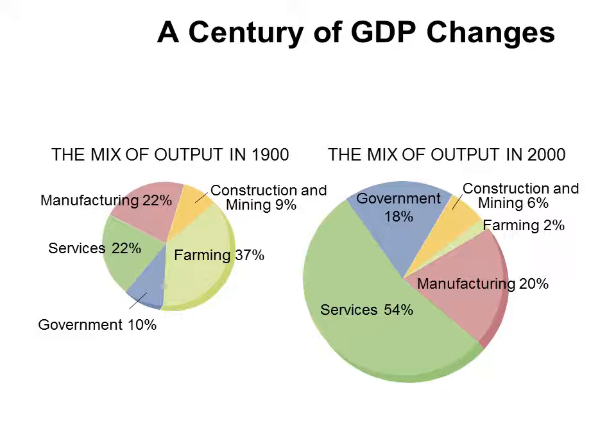All right. Now, the one that doesn't look like a big change but has had a large impact on the average everyday person's life here in the United States, especially when you talk about blue-collar workers. Manufacturing was 22% of the economic mix in 1900, so 22% of GDP. In the year 2000, manufacturing only fell to 20%.